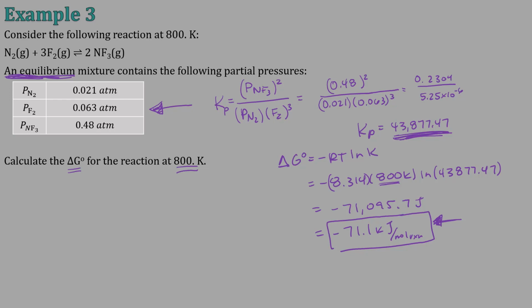All you have to do is remember that if you have a delta G that's less than 0, that means it's spontaneous going forward, and your K is going to be big. If you have a delta G greater than 0, it's non-spontaneous going forward, and so your K is going to be small.